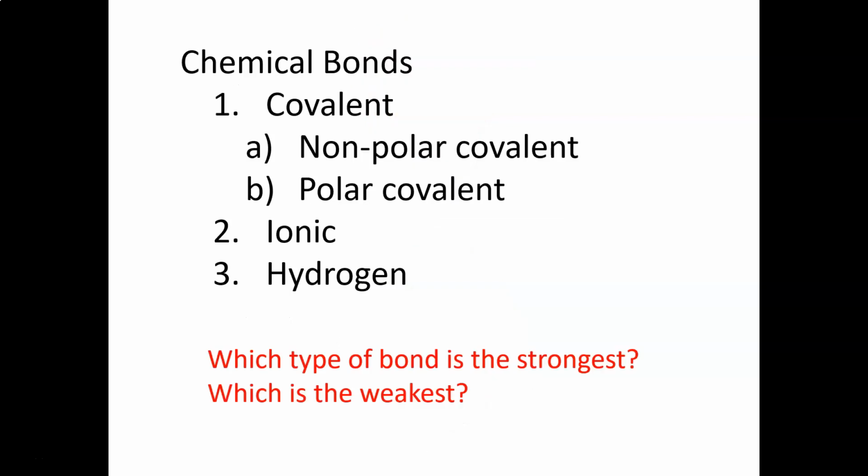So which type of bond is the strongest? Well, we just finished talking about hydrogen being the weakest. We also said ionic bonds break up in water, right? Covalent bonds don't. So the strongest bonds are the covalent bonds, and then in the middle would be the ionic bonds.